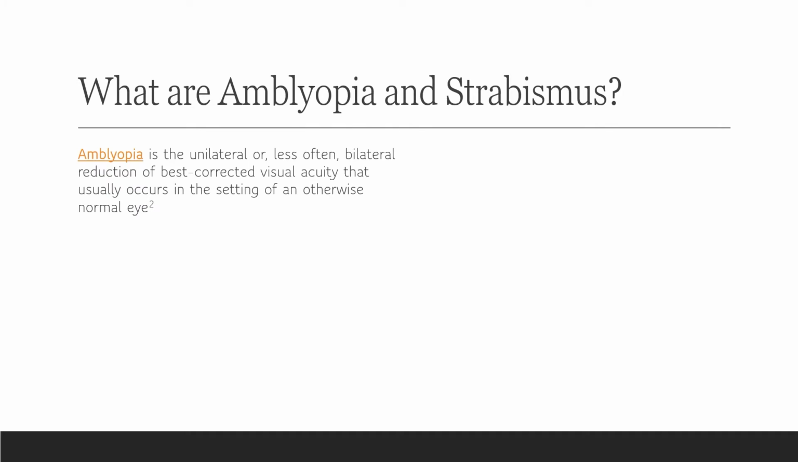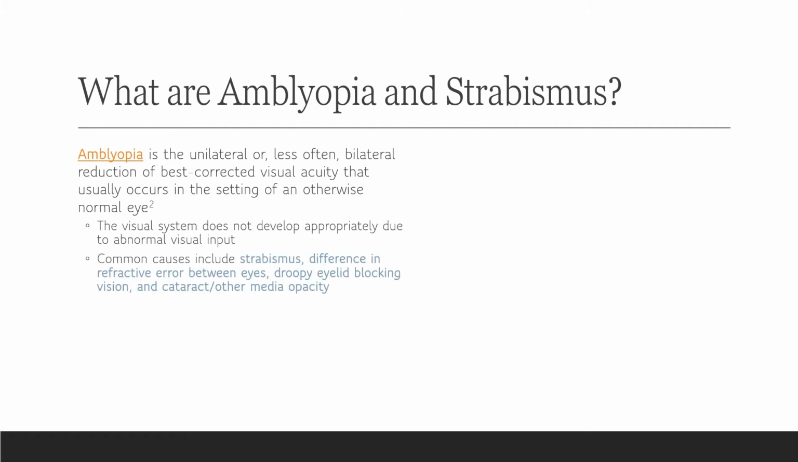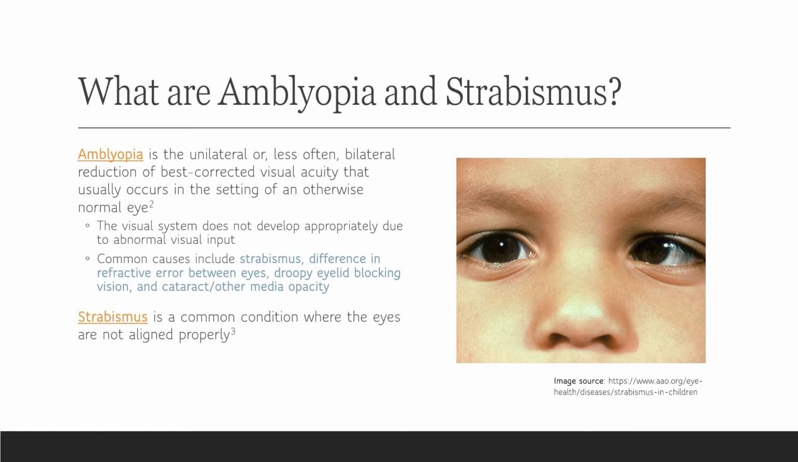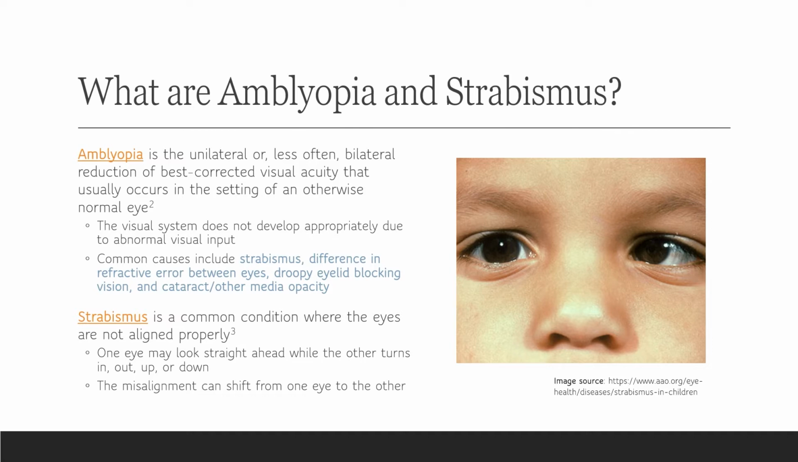As a brief review, amblyopia is the unilateral or less often bilateral reduction of best-corrected visual acuity that usually occurs in the setting of an otherwise normal eye. The visual system does not develop appropriately due to abnormal visual input. Common causes include strabismus, difference in refractive error between the eyes, a droopy eyelid blocking vision, and cataract or other media opacity. Strabismus is a common condition where the eyes are not aligned properly. One eye may look straight ahead while the other turns in, out, up, or down, and the misalignment can shift from one eye to the other.